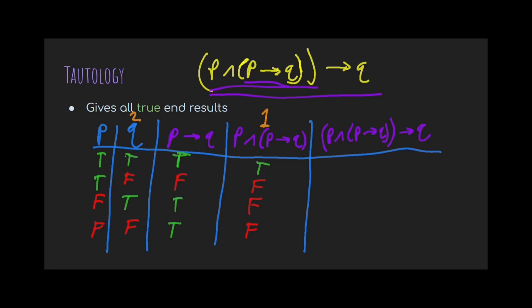So true true gives us true. False false gives us true. False true, we have to go in that order. False true gives us true. And false false gives us true. And all of these are ending up to being true. All of these got a truth value. Therefore, a truth value of true. Therefore, this is a tautology. They all got true.